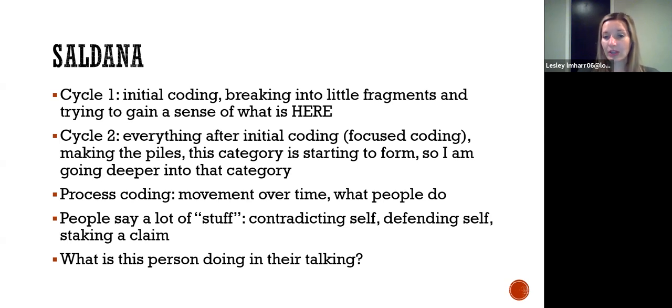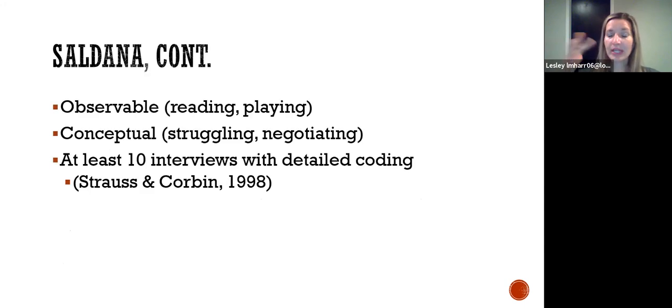And you can look at those carefully and say, oh, these aren't just what people are doing, meaning like their bodies are in motion. These are actually what people are doing in their talking. So this is important to think about, and it takes some practice. As we consider gerunds to happen on 2 levels, or process coding to happen on 2 levels. It's observable. So somebody's saying they're reading, they're playing, they're running, they're walking, they're cooking. Those are observable actions. Those are reported actions. Well, we're looking at things that are happening on a more conceptual level. So things like struggling, negotiating. These are higher level, more abstract things that people are doing in their talking and in their storytelling.